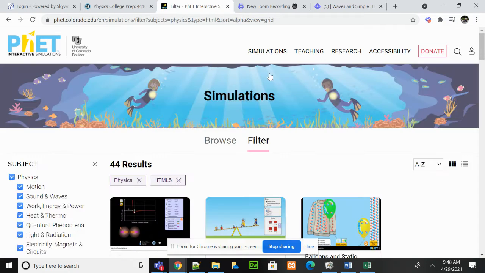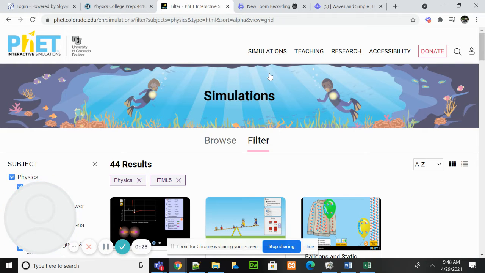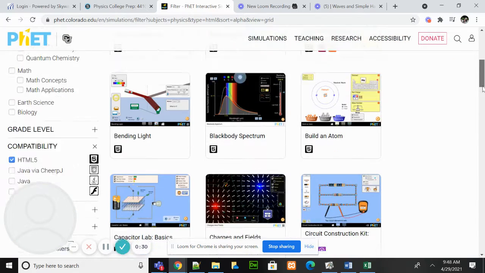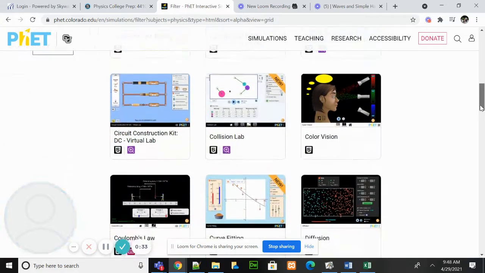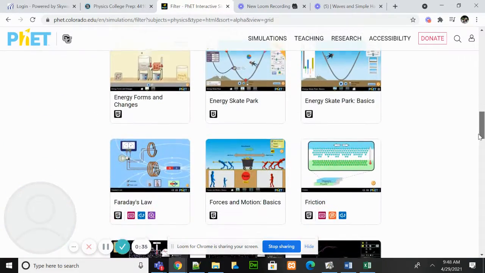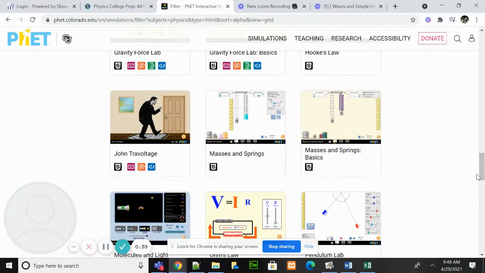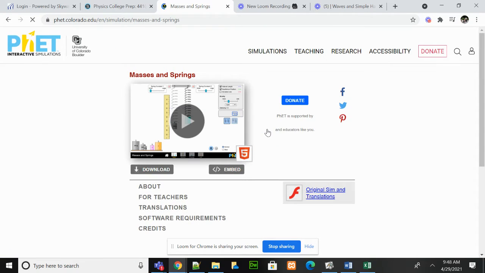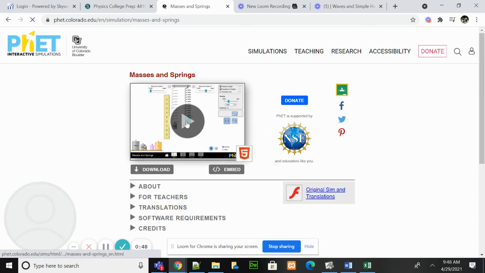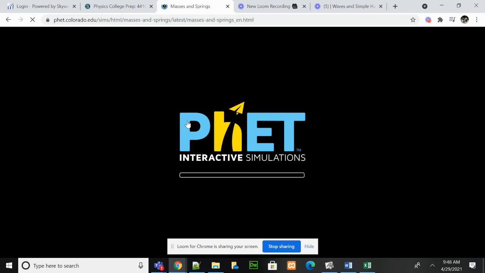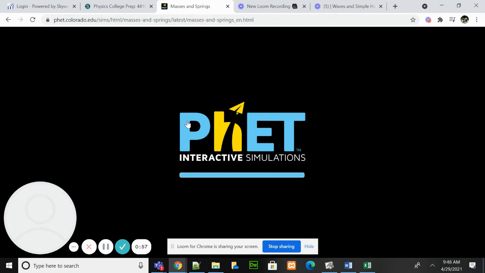That part typically stays the same. Now they're adding and removing and updating simulations all the time, so you're going to have to look. It's always in alphabetical order, but it might not be the first, second, or third in a certain row. It might not be the middle. It might be off to the side, but you're just going to choose masses and springs. Then you'll click on play. And then it gives you a bunch of options, and we are going to choose lab.